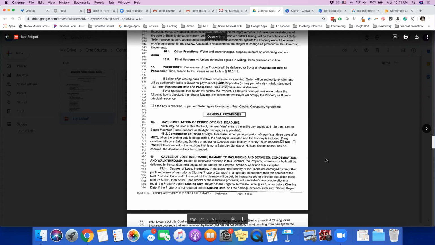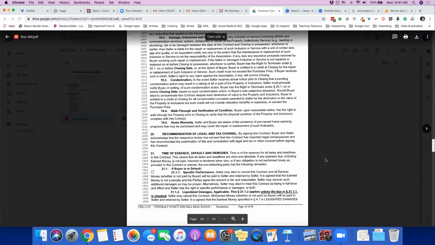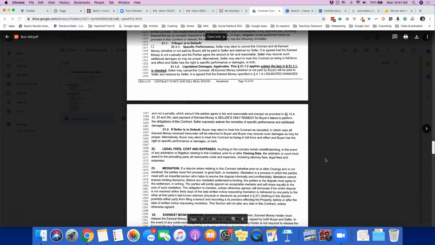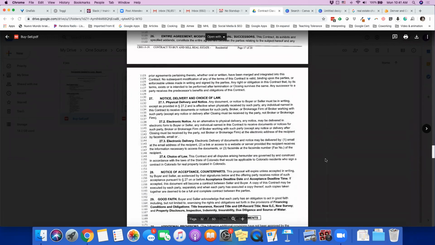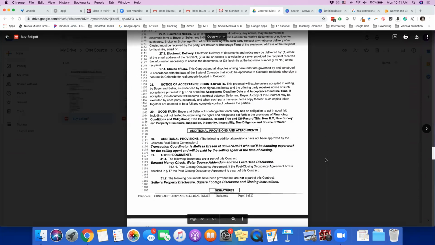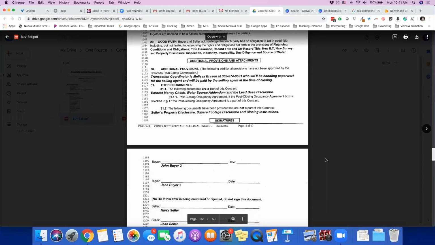Number 30, additional provisions, is where if you have a transaction coordinator, again, you want to put that information in there. Many of you do not fill out paragraph 31.1. Donna? Put down earnest money. Why do they do that?